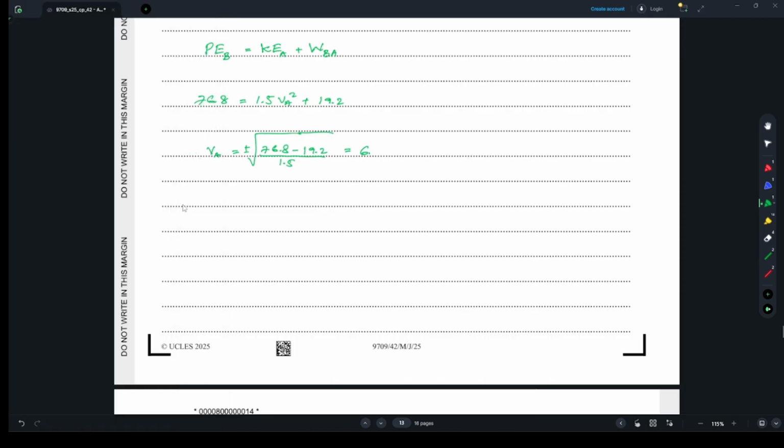6.196. For three significant figures, we can write 6.20. So therefore, the velocity at A is 6.20 meters per second.